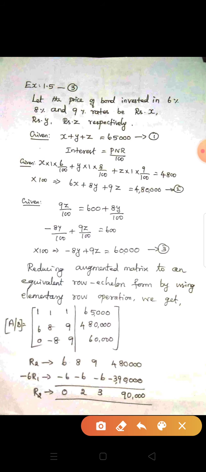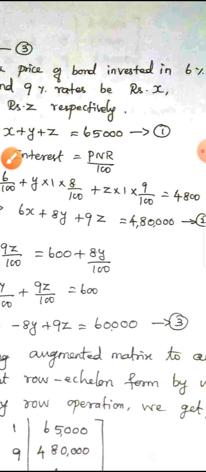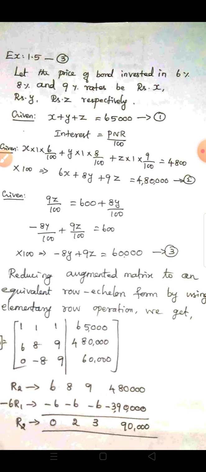Listen, let the price of the bond invested in 6% be X, the second one in 8%, the third one in 9% rates be rupees X, Y, Z respectively. Given that the total investment is 65,000 rupees, so X plus Y plus Z equals 65,000. This is our equation number 1.